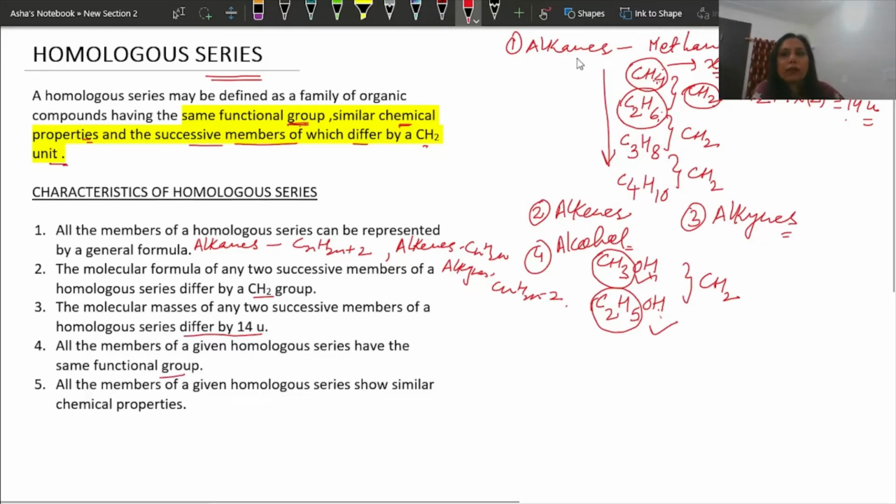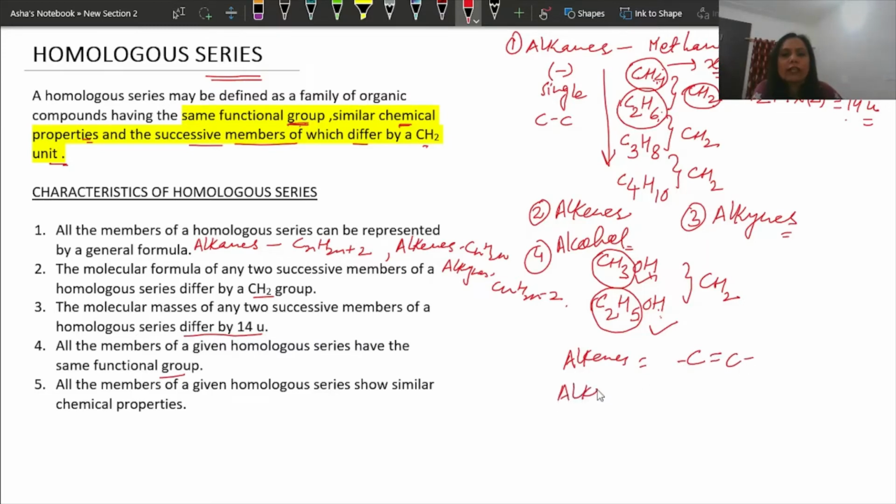If we are talking about alkanes, we are talking about a single bond between carbon and carbon. If you are talking about alkenes, you are talking about a double bond between carbon-carbon atoms. If you are talking about alkynes, the homologous series, you will see a triple bond between carbon and carbon. If you are talking about alcohol, you will see the OH group, which will be the same functional group.